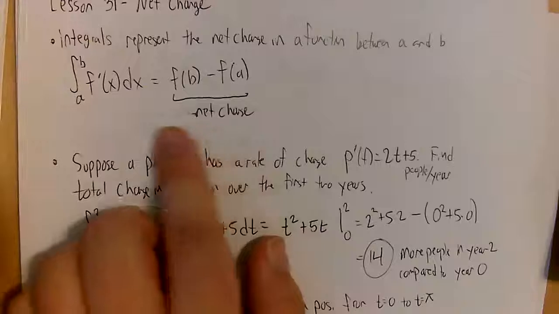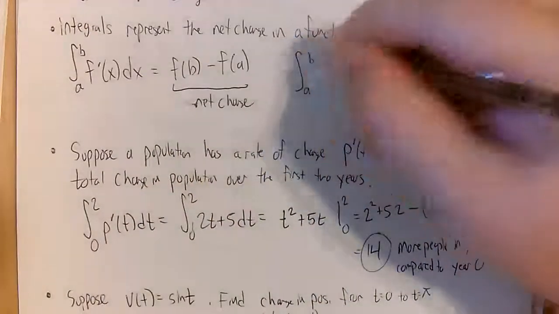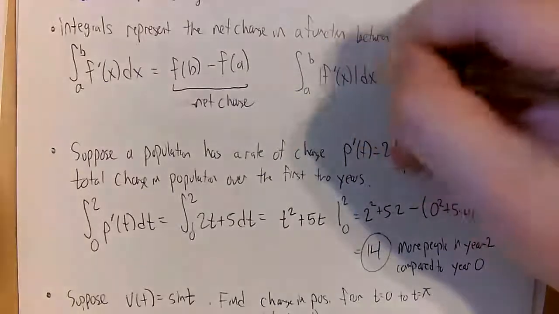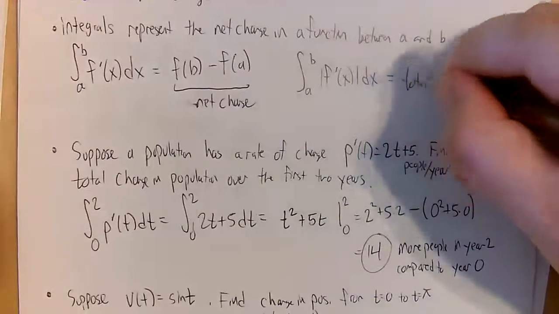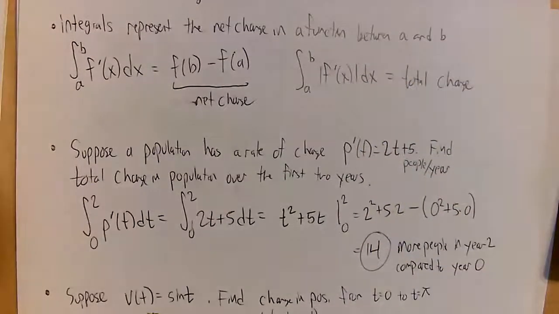All right, so that's about it for this lesson. I just wanted to show you how the integral represents the net change. And we could also write here the integral from a to b of the absolute value of f prime of x dx, which may end up being more complicated. That will be the total amount of change. So how much the particle has moved altogether, if we imagine it.